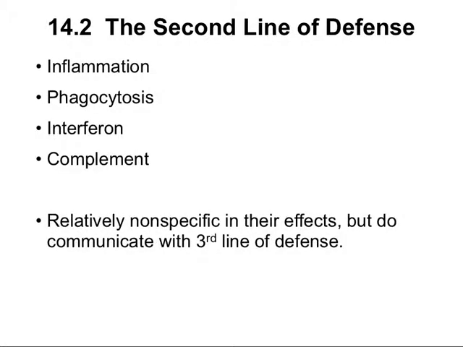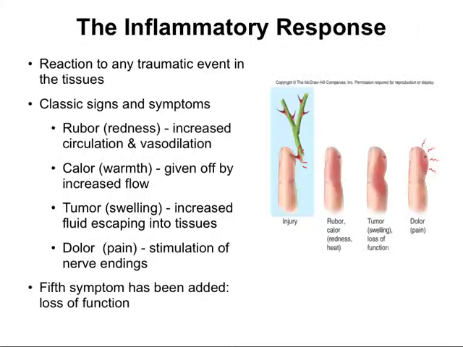Now that we've seen the anatomy of the immune system and the main characters involved, we can look at their roles in host defenses. The second line of defense includes inflammation, phagocytosis, interferon, and the complement system. Now, these are relatively nonspecific in their effects, but they do communicate with the third line of defense. Those interactions we'll look at in our next chapter. First, let's begin with the inflammatory response.